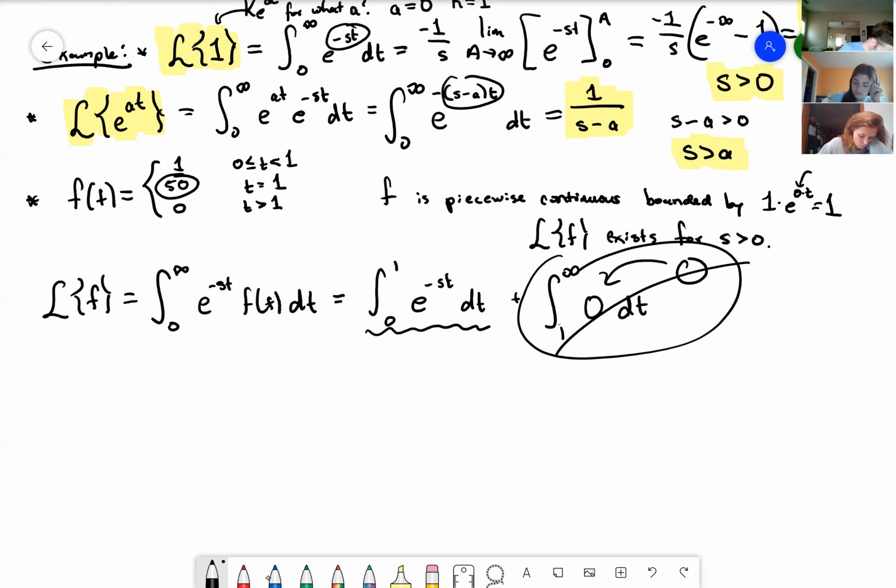So what is this integral? This is equal to... I don't have to think too much. I'll just write down what I've already worked out. So I know what it is, and it's equal to this.